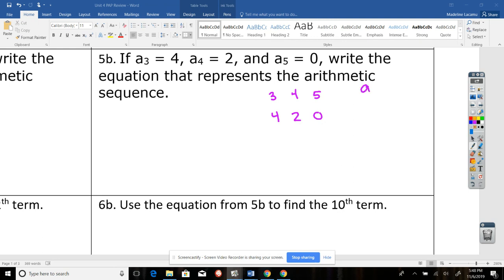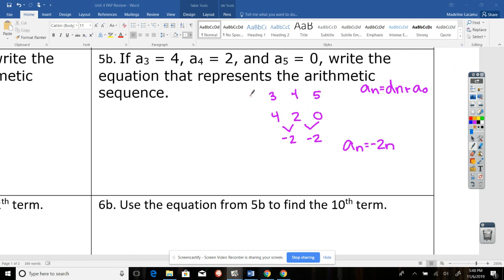So we're going to use the equation a sub n equals d times n plus a sub 0. So the first thing we have to find is our common difference. So from 4 to 2, that's minus 2. From 2 to 0, that's minus 2. So we know that our equation starts out as a sub n equals, our common difference is minus 2, so negative 2n.